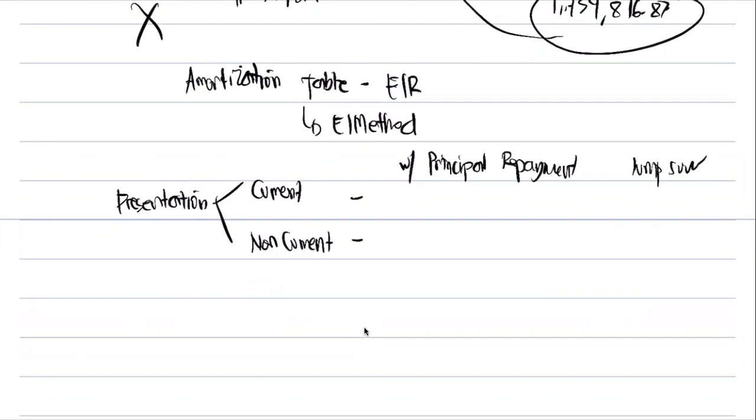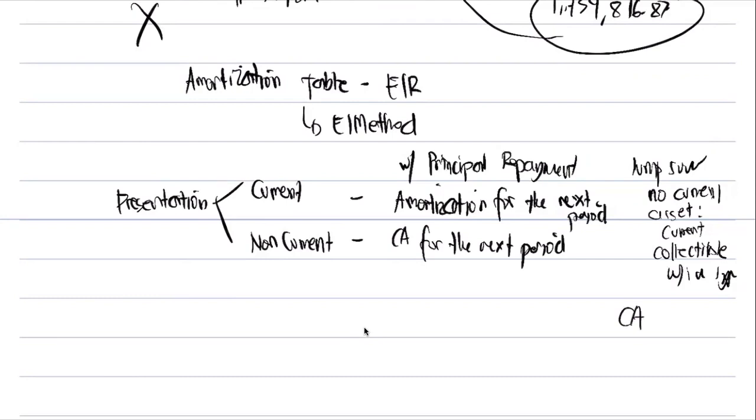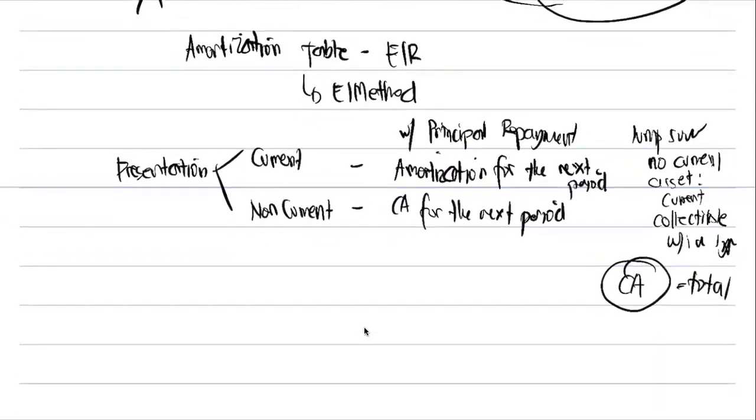Okay, so what is the current portion? The current portion with principal repayment is equal to the amortization for the next period. If that is lump sum, what is the current? No current asset. It will only become current if it is collectible within 1 year. How about for non-current? If that is a principal repayment, that is the carrying amount for the next period. If that is a lump sum, of course, the total carrying amount is equal to your non-current portion. So if it's with principal repayment or with lump sum.